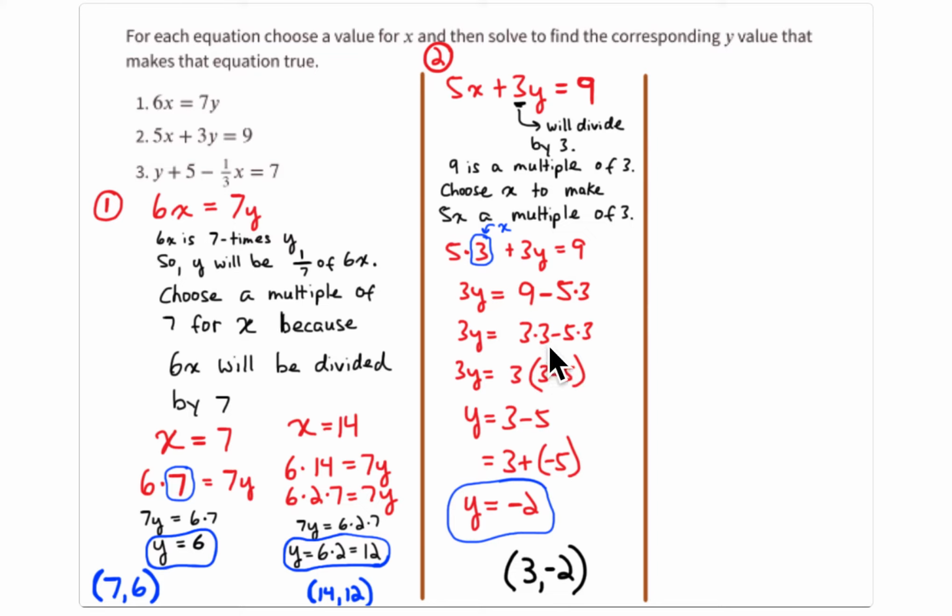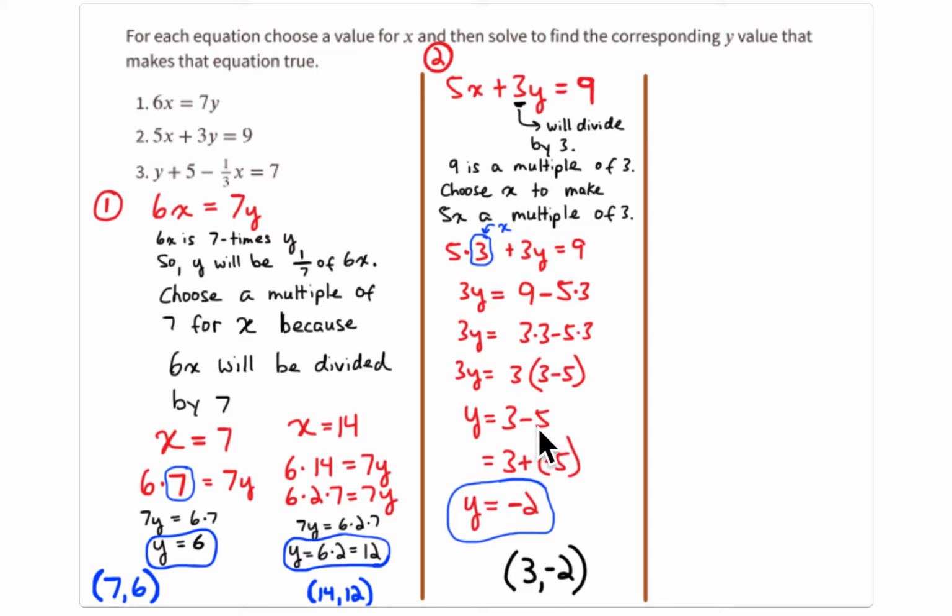If I have 3 3's and I divide by 3, I'm going to have a single 3. And if I have 3 5's and I divide by 3, I'm going to have a single 5. So this is 3 minus 5. Now I can divide. If 3 y's are equal to 3 of these things, 3 minus 5, then 1 y is going to equal 1 of these. So it's 3 minus 5.